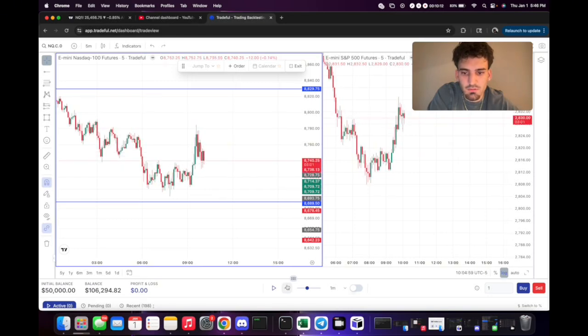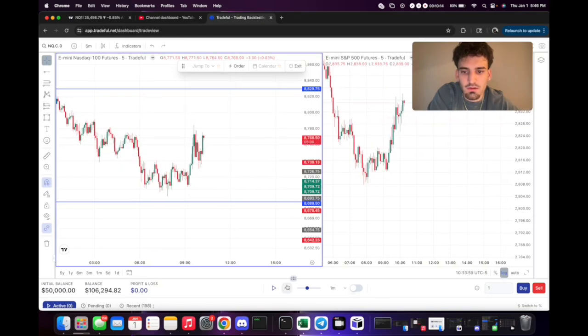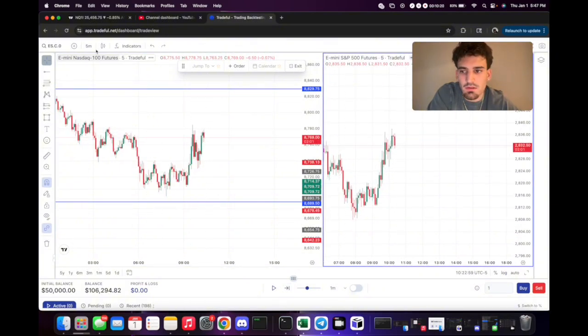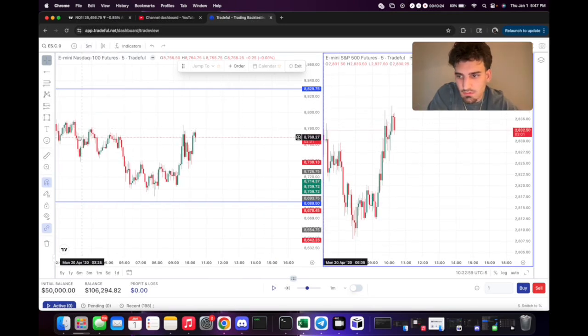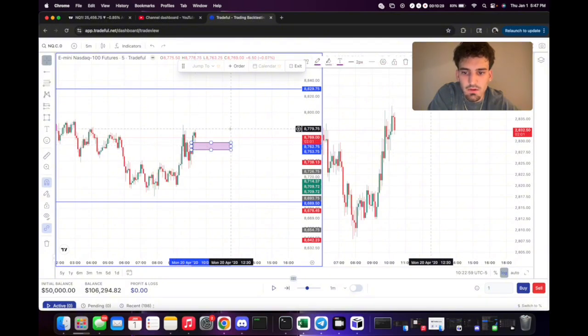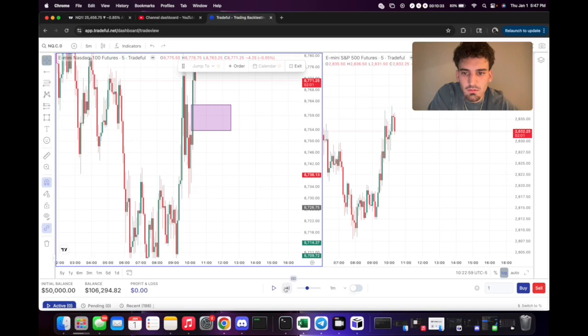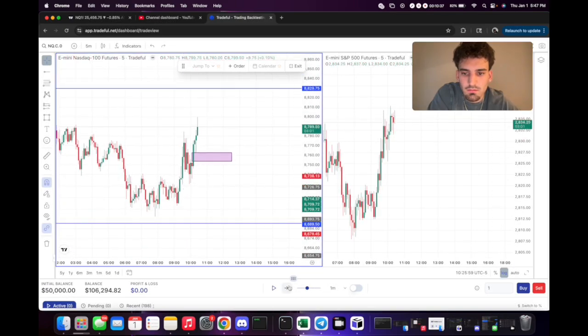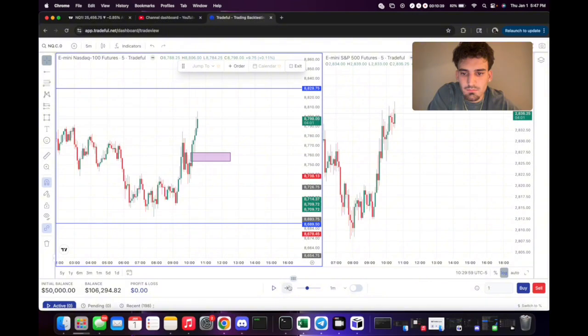Just being patient here. We're really chopping, not really anything I like. Okay, so this could be a breakout here. Okay, let's see if we can get a tap into the 5-minute gap here. If not, it's going to run without us. I usually just typically wait for the 5-minute gap to get hit. We haven't touched it yet, so.